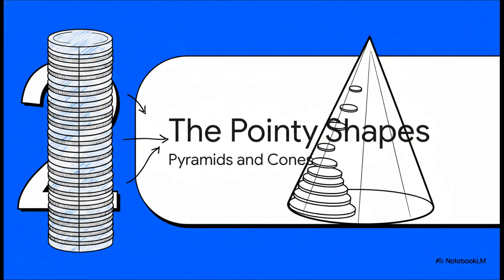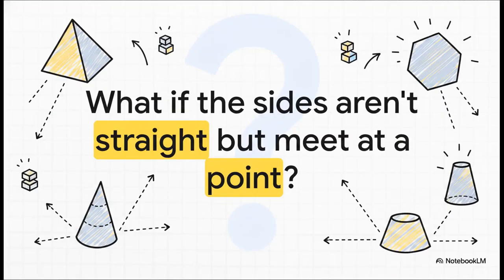Okay, so this stacking idea is fantastic for anything with straight sides. But what about shapes that don't stack so neatly? What happens when the sides all come together at a single point? Yeah, for that we're going to need a little addition to our toolkit. And that, of course, brings us to our pointy shapes. Pyramids and cones. They've all got a flat base, sure, but then all the sides rise up to meet at a single point at the top, the apex.